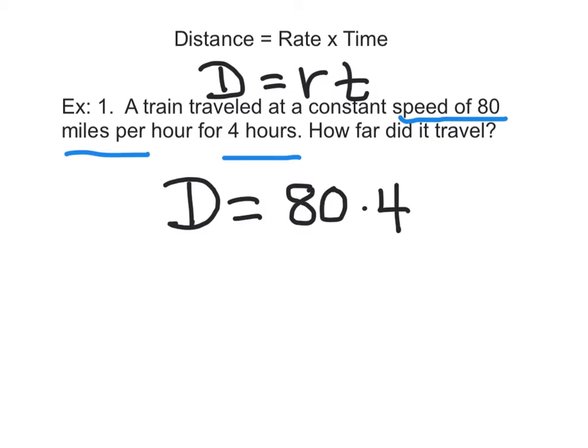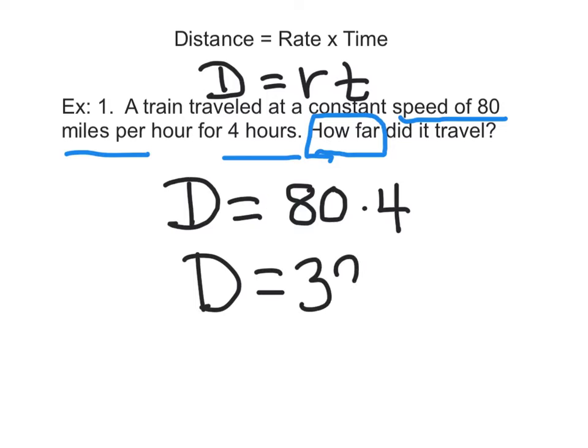And you see, the wording in the problem gives us the hint right away. How far? We're looking for a distance. How far did it travel? So we're solving this for d. So in this particular problem, we just multiply 80 times 4. So the distance the train will travel will equal 320 miles. Okay, so our speed was in miles per hour and our time was in hours. So if we multiply those, that will give us the distance in miles.